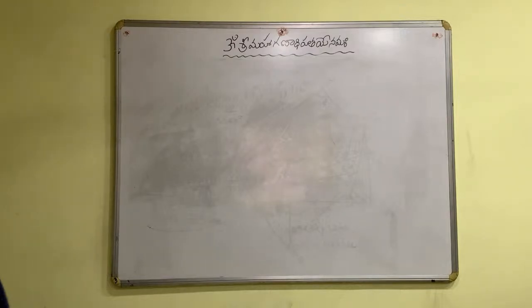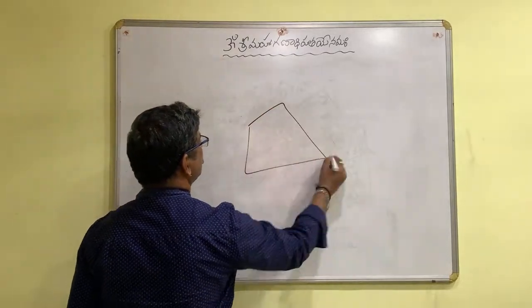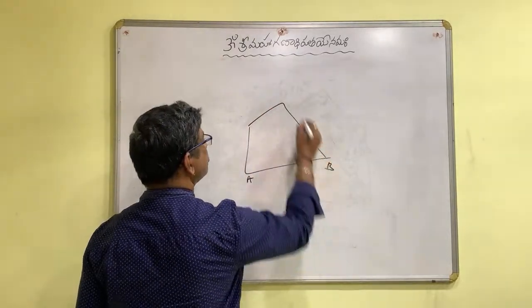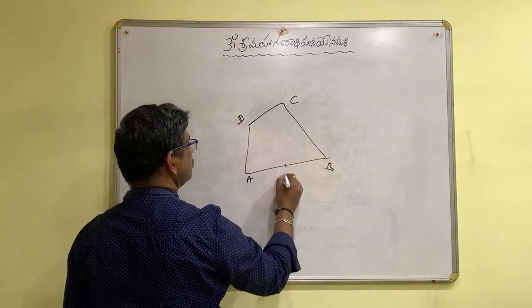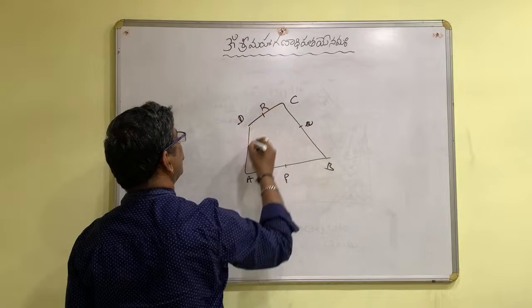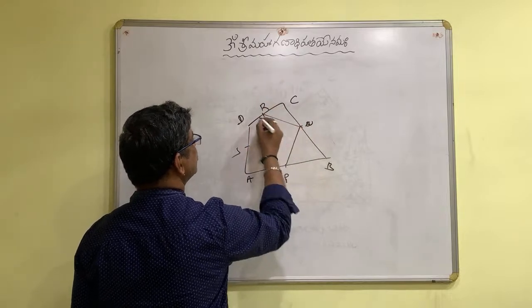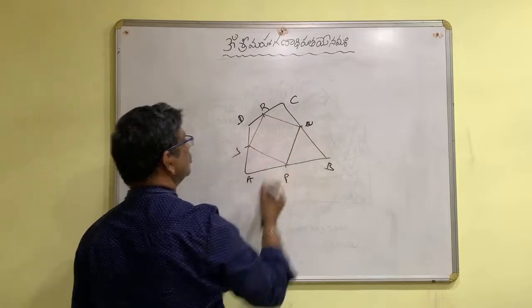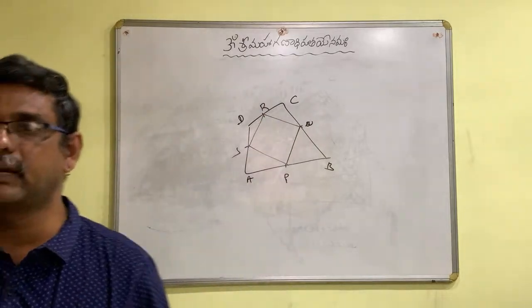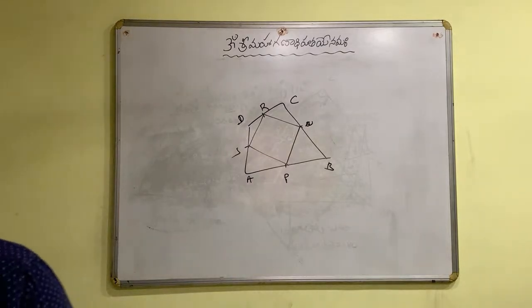Suppose there is a quadrilateral like this, ABCD. P is the midpoint of AB, Q is the midpoint of BC, and so on. If we join all the midpoints of adjacent sides, we get nothing but a parallelogram.